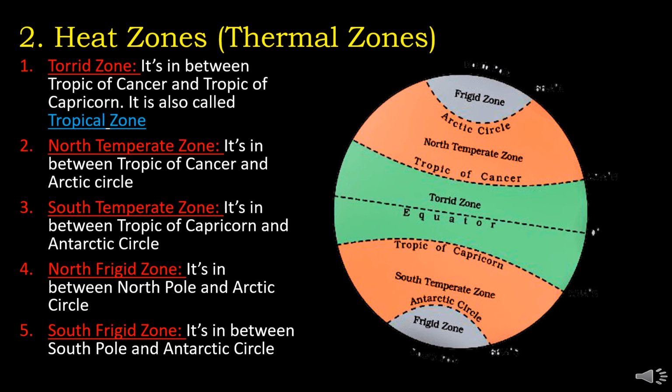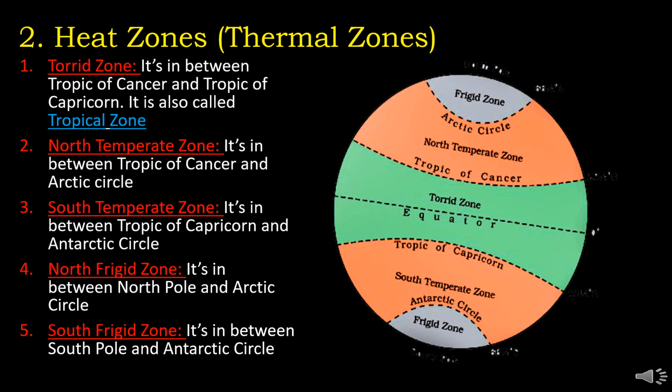Second one, North Temperate Zone. It's in between Tropic of Cancer and Arctic Circle. It is known as North Temperate Zone. Third one, South Temperate Zone. It is in between Tropic of Capricorn and Antarctic Circle. Fourth one, North frigid zone. It is in between North Pole and Arctic Circle. And the fifth one is South frigid zone. It is in between South Pole and Antarctic Circle.